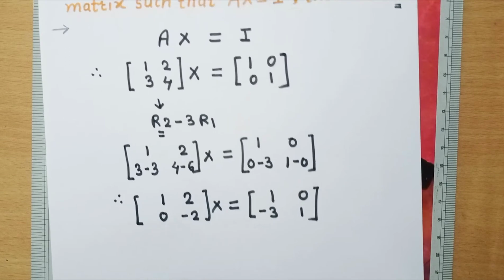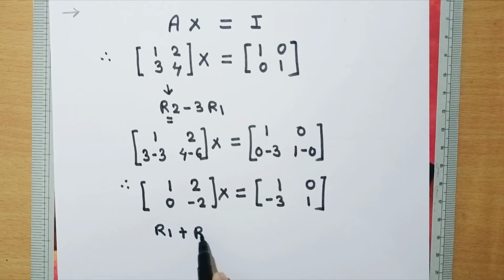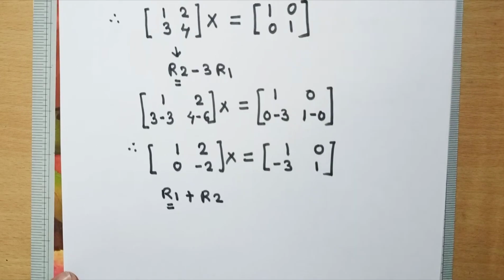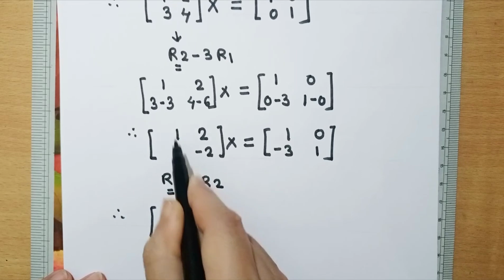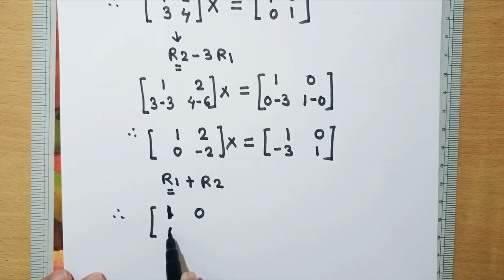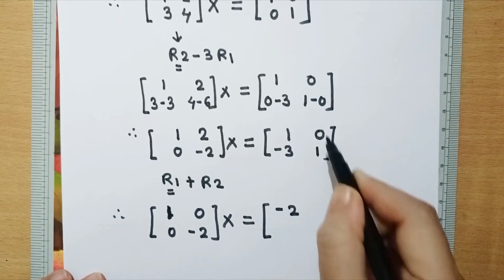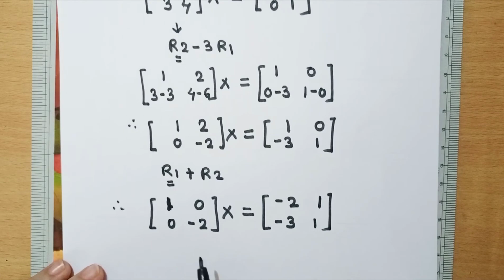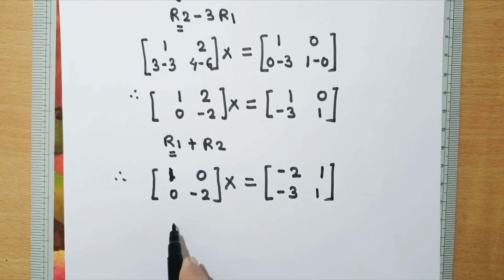Now we will make this element 0, and so we have R1 plus R2. Now we will make change only row 1. So row 2 remains same in both these matrices. Therefore here 1 plus 0, 1, 2 plus minus 2, 0, 0 minus 2 as it is, X is equal to, now here 1 plus minus 3, minus 2, 0 plus 1, 1, and last we will make this element 1. So we will get this identity matrix.